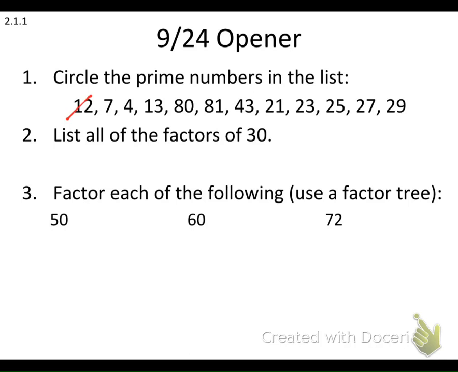Anything else? No. So 7 is going to be a prime number. It only has 2 factors. So prime numbers is where it's the number 1 and the actual number itself that make it a prime number.